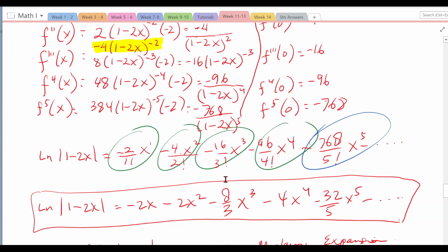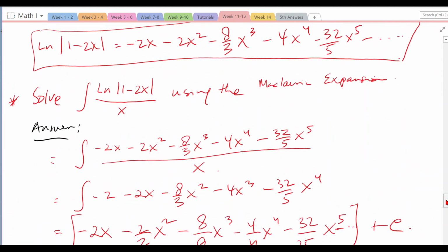Negative 16 divided by 3 factorial is negative 8 over 3, yeah? x to the power of 3, negative 4 x to the power of 4 from there, and then negative 32 over 5 x to the 5 from there. So that's 1, 2, 3, 4, 5. That's the first 5 terms of the Maclaurin series of this function, ln(1 minus 2x). Okay, let's go to the next question.